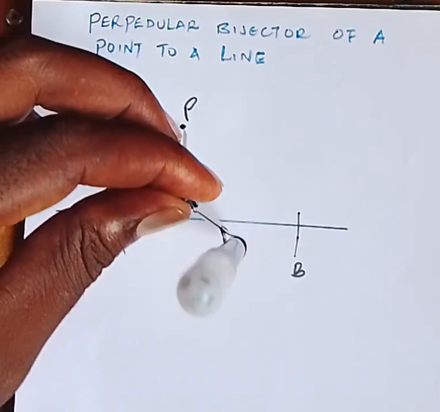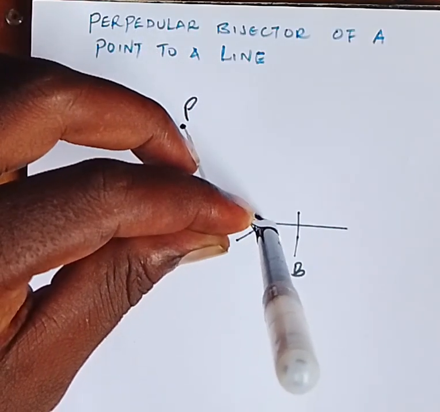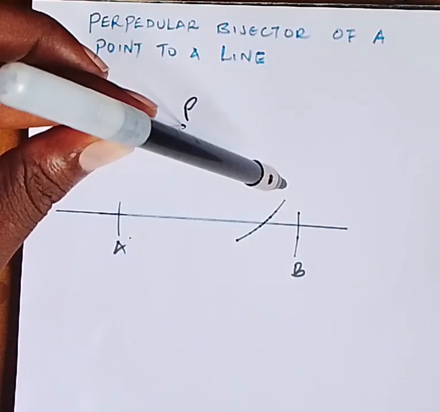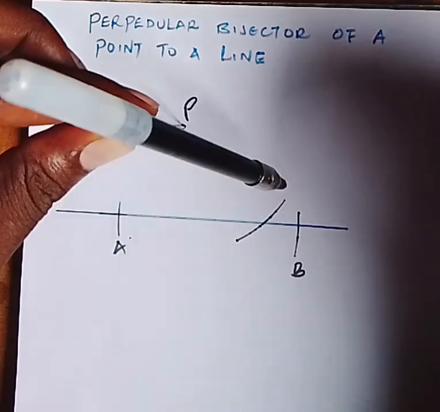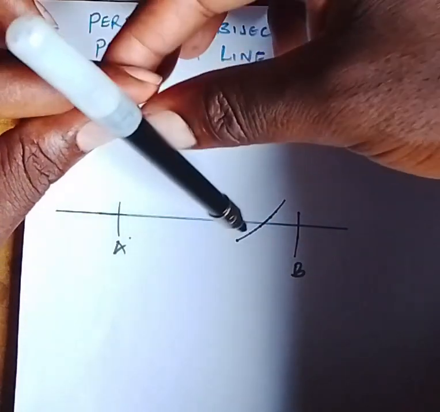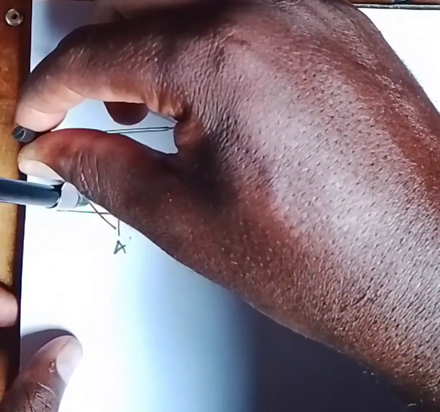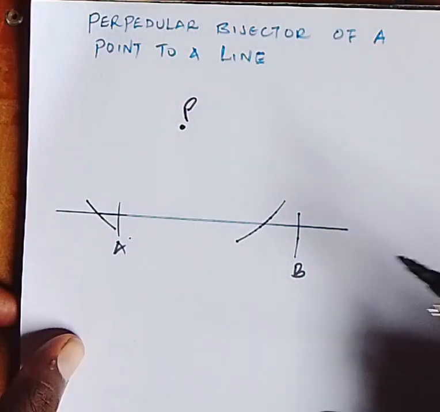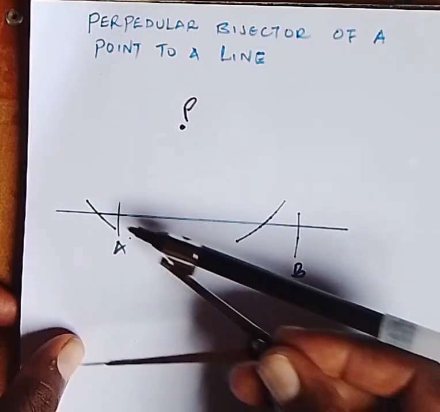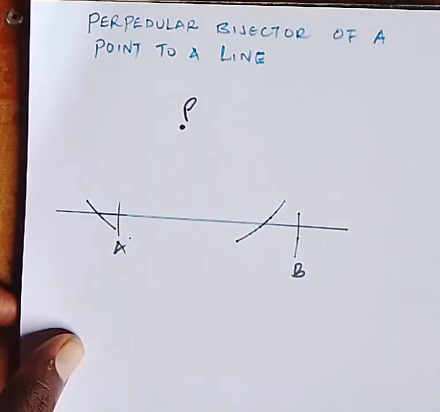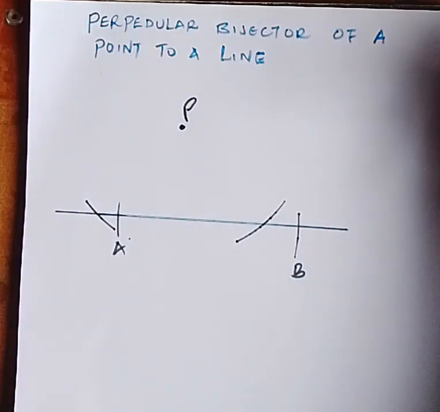Now make an arc on this line like that. Have you made your arc? Then come back to this point now, make the second arc. So you can see you have this arc and this arc on the line.